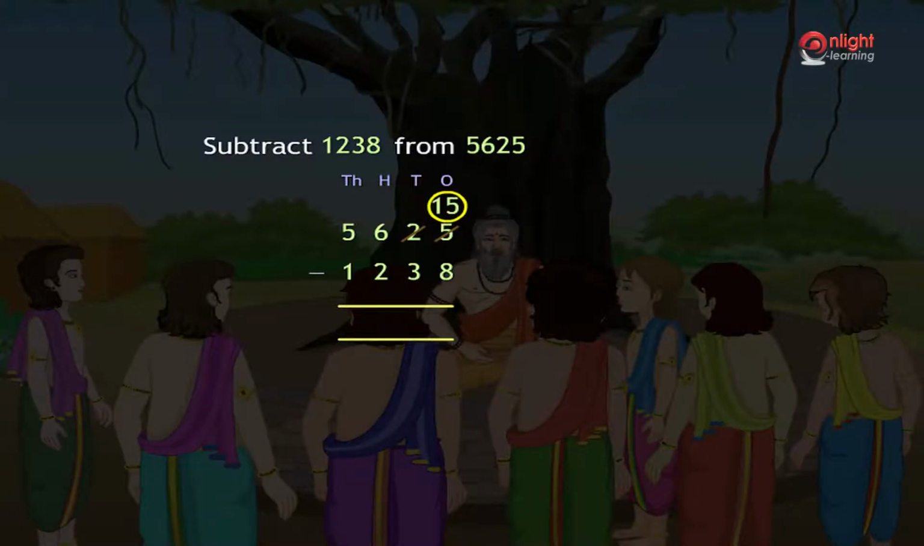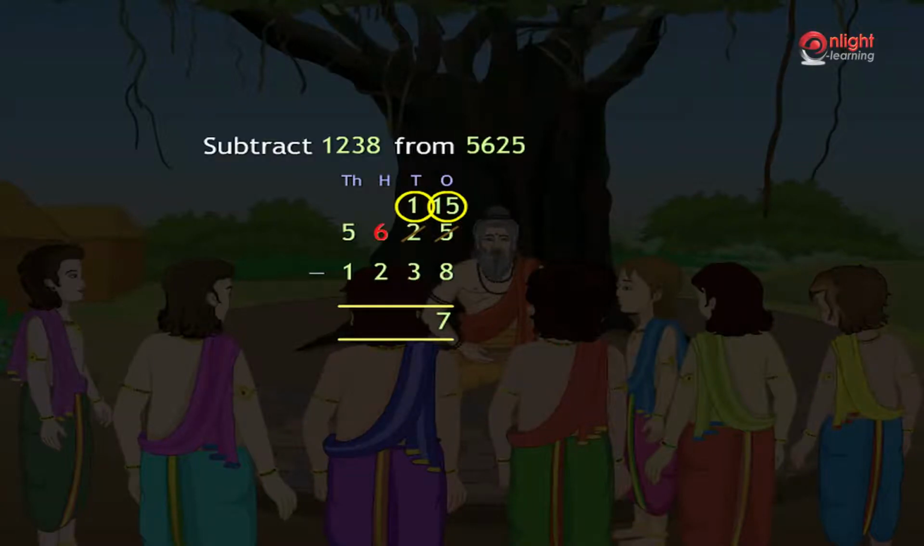And value of number in tens place will become less by 1. That is, here it will be 2 minus 1, which is 1. So now in ones place we have 15. Subtracting 8 from 15, we get 7. Now in tens place we have 1 and 3. Again, 3 is greater than 1. So now we have to borrow from hundreds place.